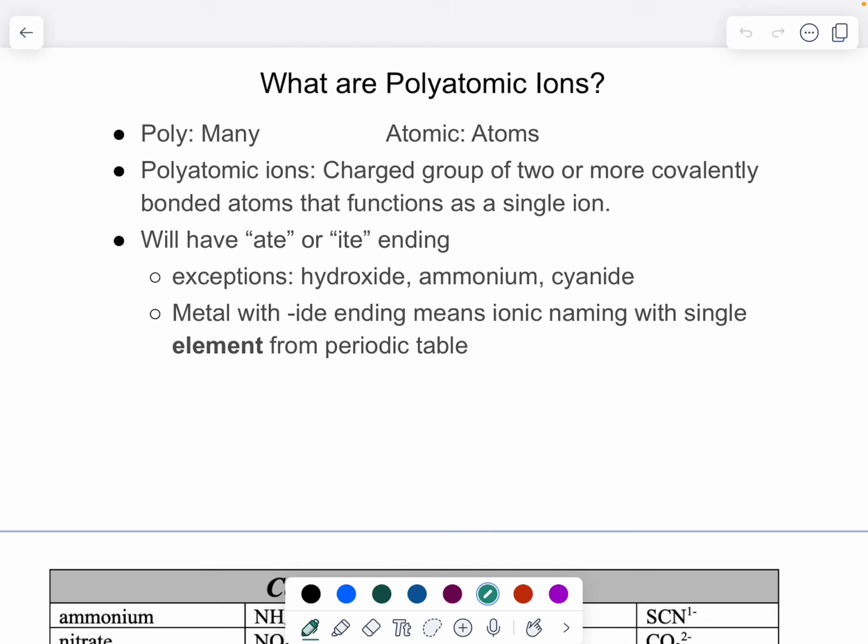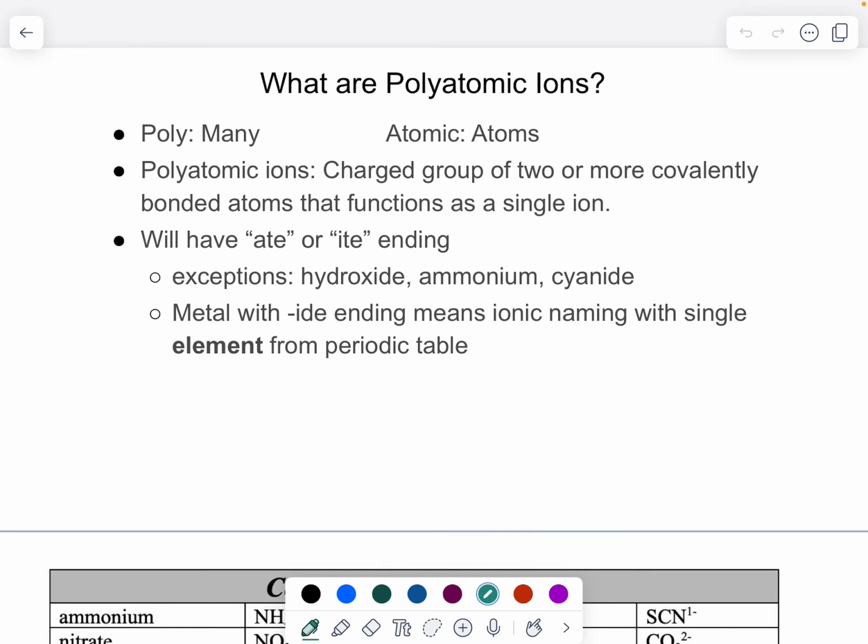Because they showed up all the time together, they ended up with their own naming conventions that always end in ate or ite, except for the few times that they don't. Luckily for you, you don't really have to memorize these because we give you the polyatomic ions that we want you to know on the back of the periodic table, okay?